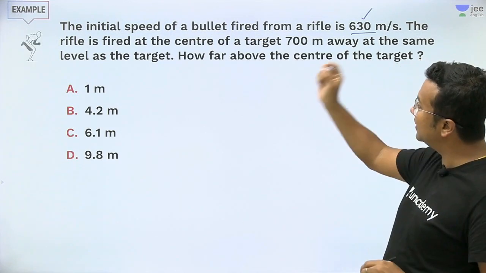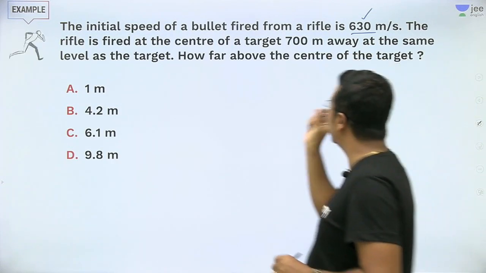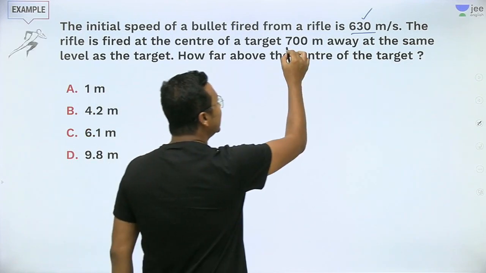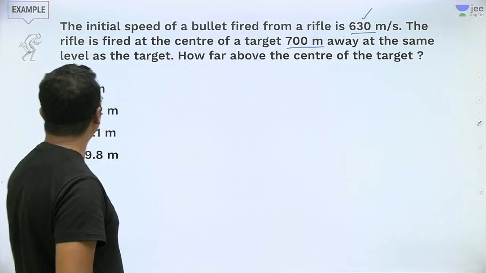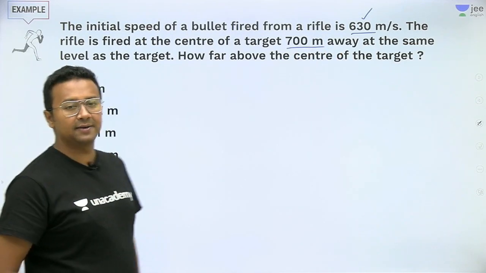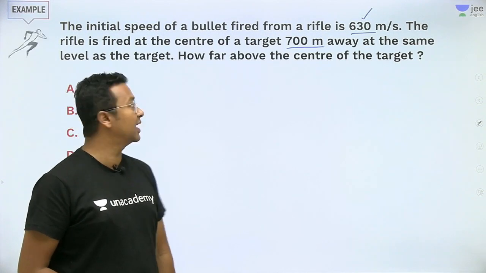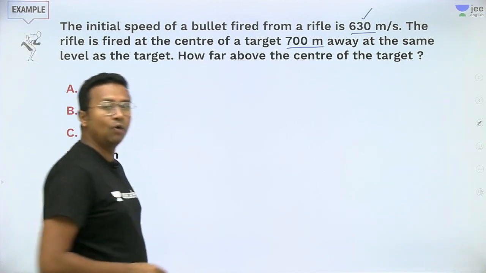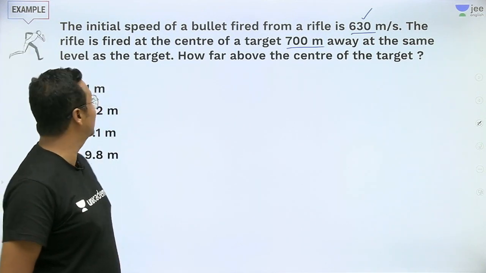The rifle is fired at the center of a target which is 700 meters away. How much is the distance? It is 700 meters away, at the same level as the target. How far above the center of the target should the rifle be aimed?